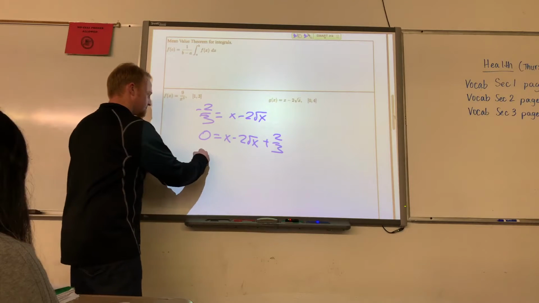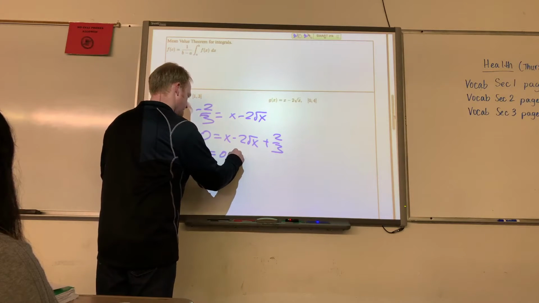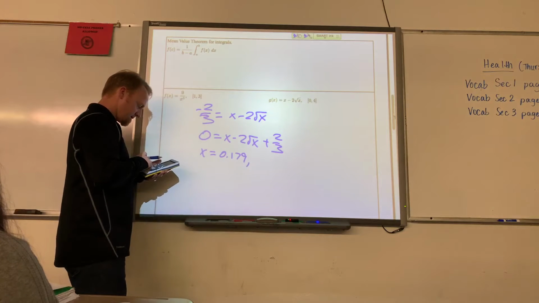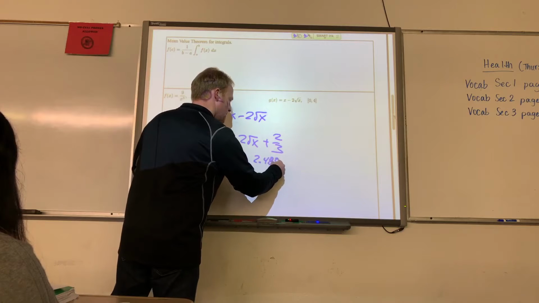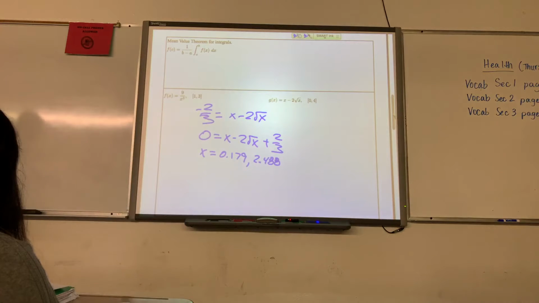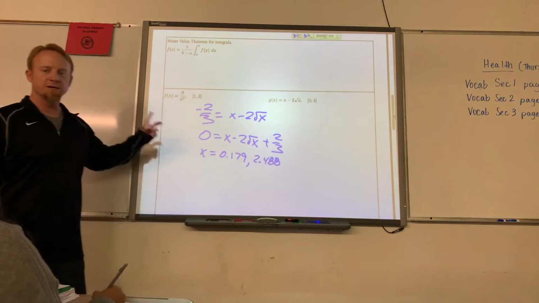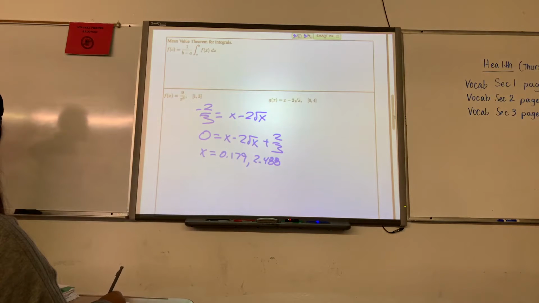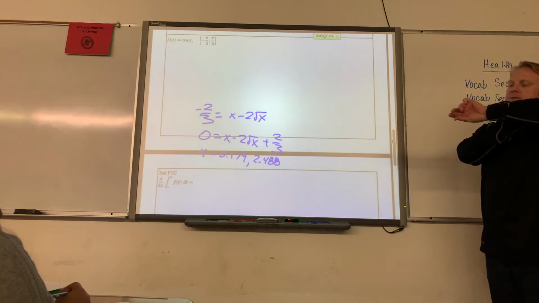Anybody have one yet? 0.179. Anybody get the other one? Should be 2.488 is the other one. All right, so Maddie, what's happening at those 2 points? Very good. So these are the 2 locations where the y value equals negative 2/3, and negative 2/3 represents what? The average y value. Very good. Let's see how we're doing on time. No, we need to move on.